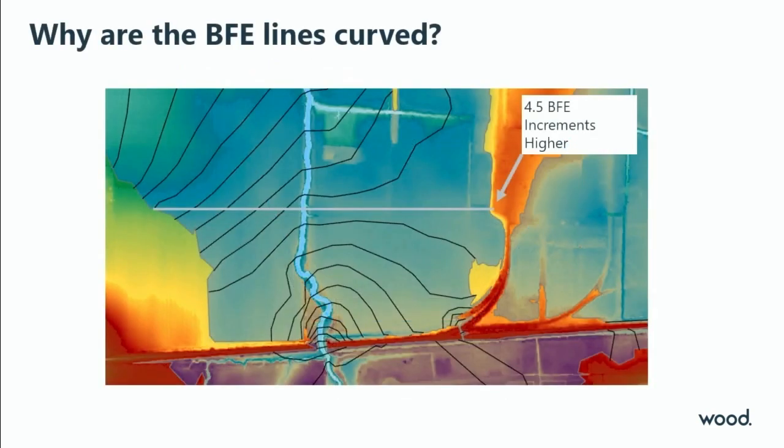One of the things I want to point out is that with the water surface elevation contours provided in the 2D world, a lot of times they're curved. They're not going to be straight. And as you can see with that cross section drawn from the 1D world, you can be multiple BFE increments higher on one side than the other, as opposed to these contoured water surface elevations that are going to track the water surface elevations within the mesh cells.